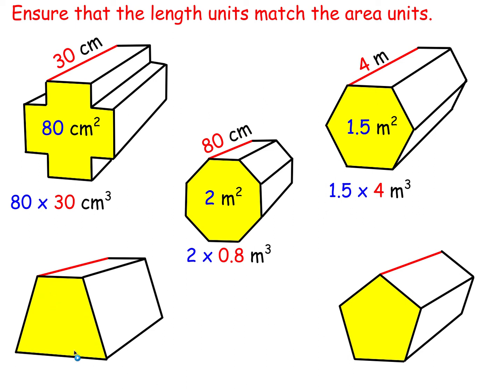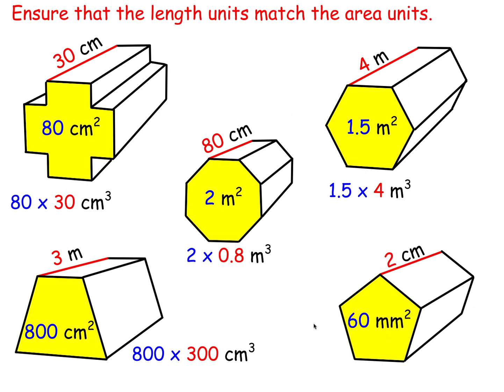This face is a trapezium. Its area is 800 square centimetres. The depth, or the height, as we're calling it, is 3 metres. To match the units, the 3 metres must become centimetres. So it's 800 times 300 centimetres, giving you cubic centimetres. This one here, square millimetres for the area, you need millimetres for the length. So you need to turn that 2 centimetres into 20 millimetres and you get an answer in cubic millimetres. So you've got to match the units.